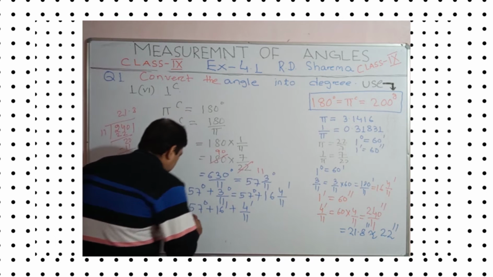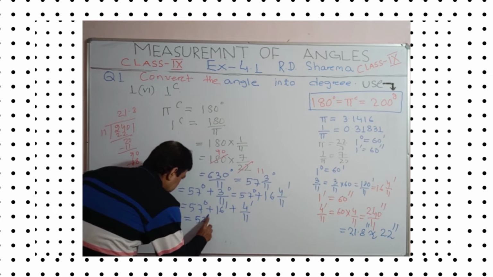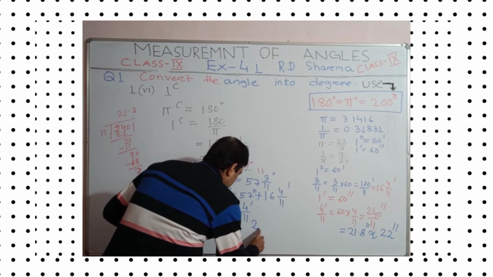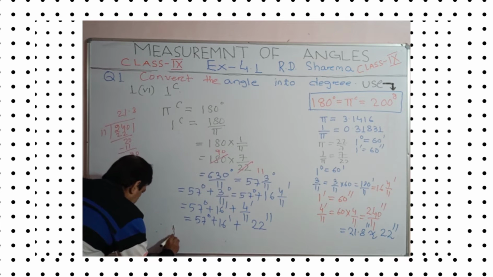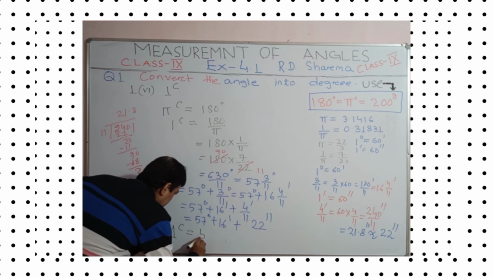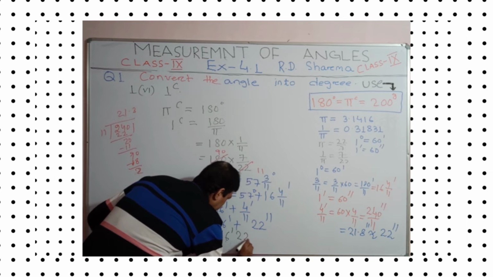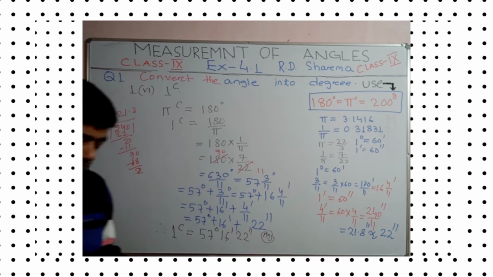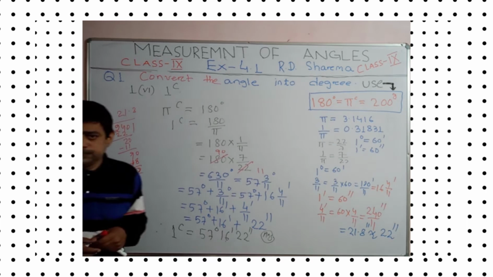So we can write here, 57 degree plus 16 minute plus 4 by 11 minute is equal to 22 second. Thus finally we got, yes, 1 radian, remember, 1 radian is equal to 57 degree, 16 minute and 22 second. This is the value of 1 radian in terms of degree, minute and second. Okay, is it clear? Understand?